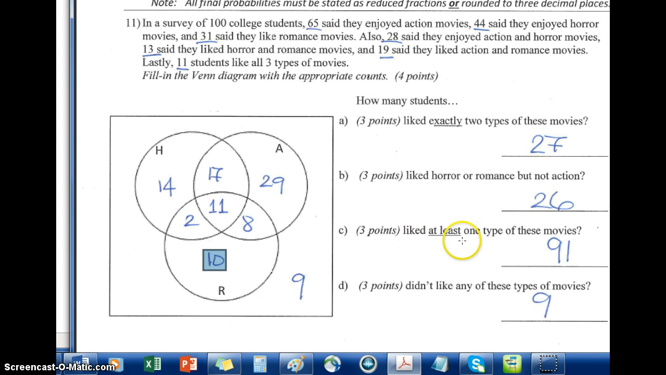Liked at least one type of these movies. So that means they're somewhere in one of these circles because they liked at least one of them. The fast way is to just do 100 minus the 9 who don't like any of those types to get 91. But also you could add up all these numbers and they'll add up to 91. And then how many didn't like any of these types of movies? Those 9 people don't like any of those types of movies.